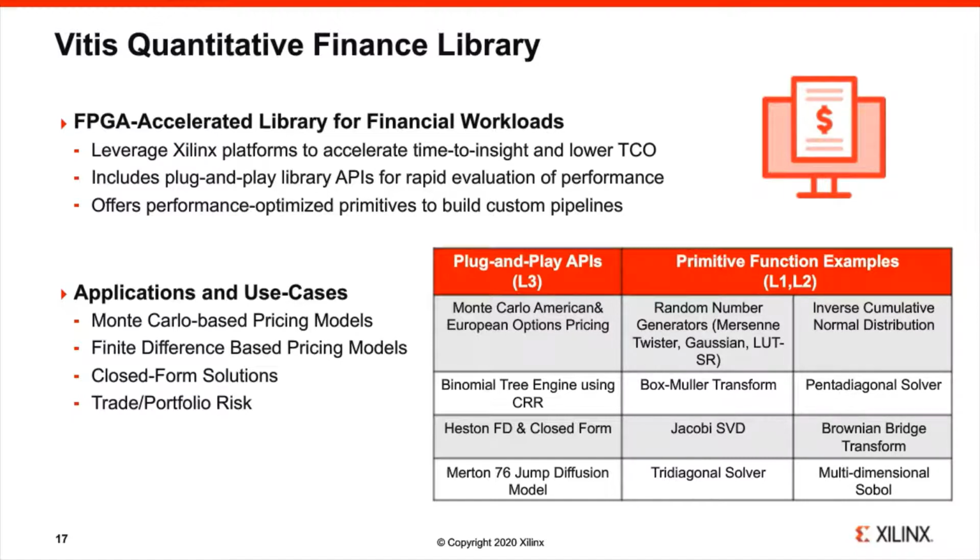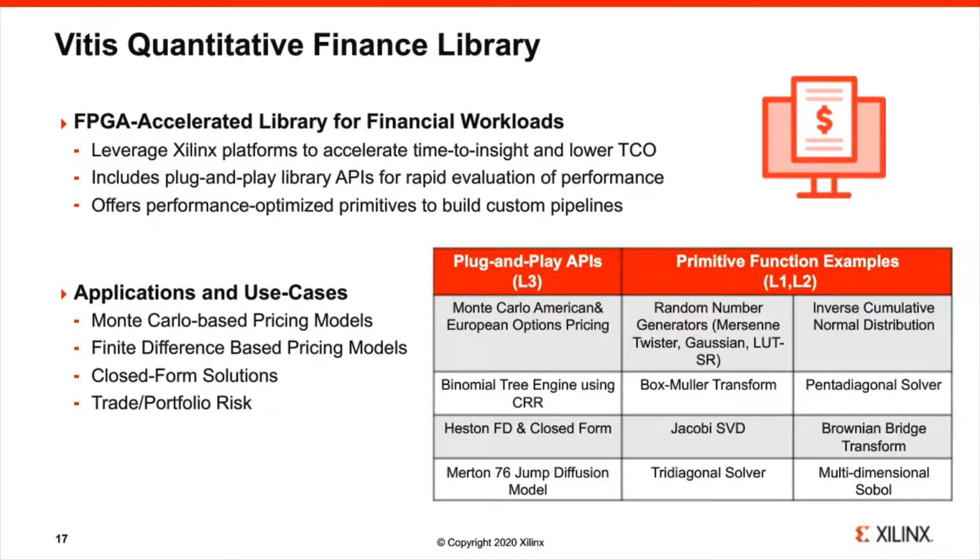Now, when you're ready to move beyond evaluation and start accelerating your own custom pipelines, you can access a number of performance-optimized primitives, that is, level 1 and level 2 functions. And you can see a few examples of those on the slide here. For a complete list, again, I encourage you to view the list on GitHub.